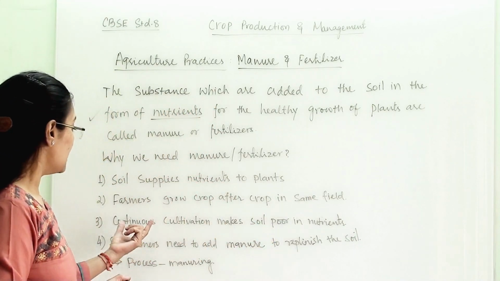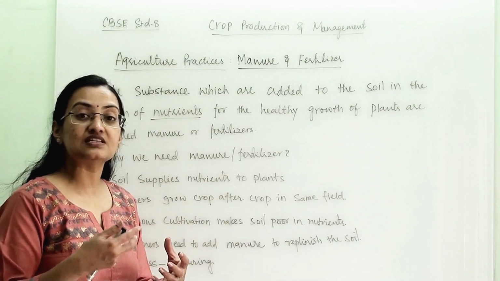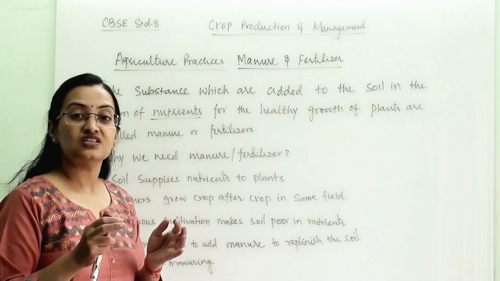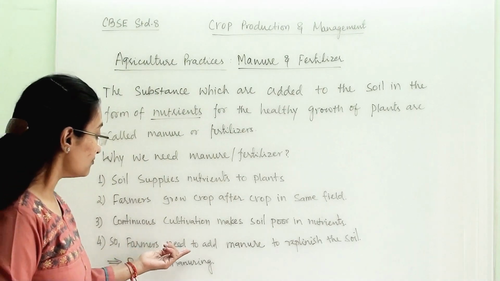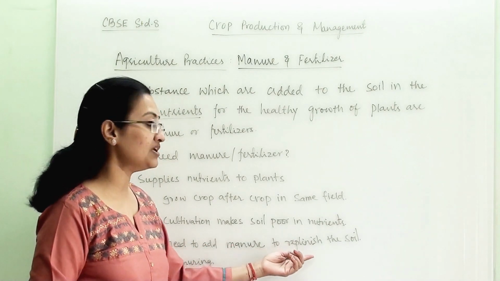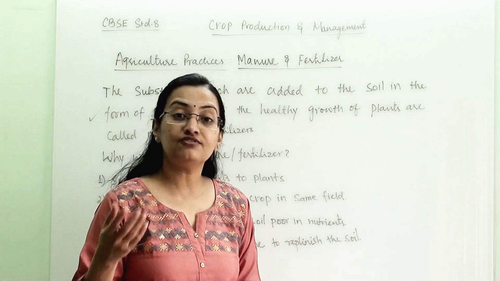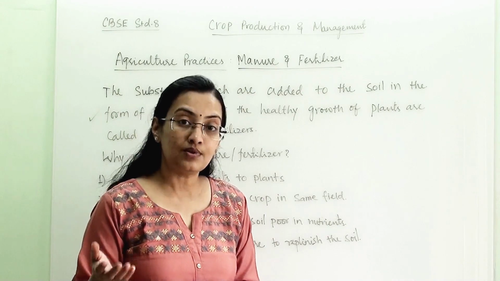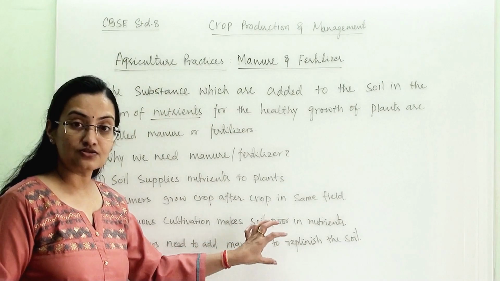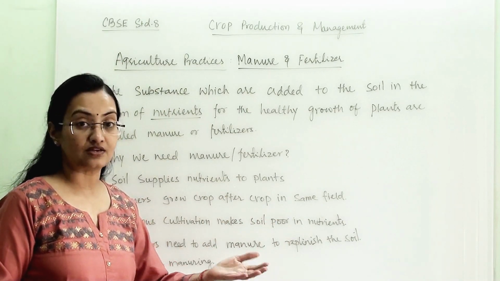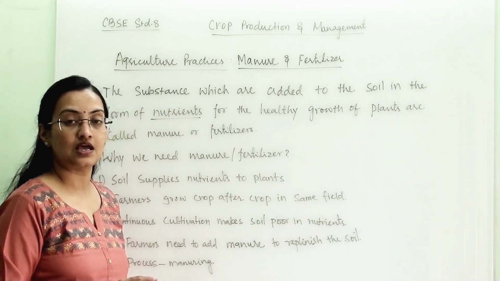Because of this, continuous cultivation makes soil poor in nutrients. Plants are continuously taking nutrients from the soil. After some time, the soil will be deficient in nutrients. So farmers need to add manure to replenish the soil. We have to give back all the nutrients to the soil, then only the further cultivation of healthy plants will be possible. Now when we add manure to the soil, this process is known as manuring.